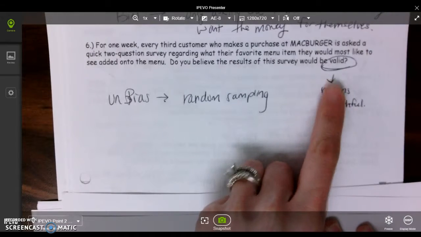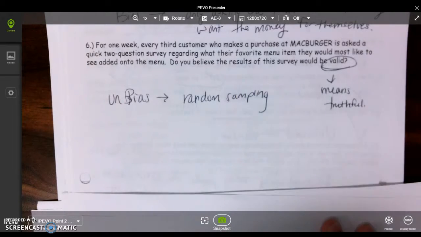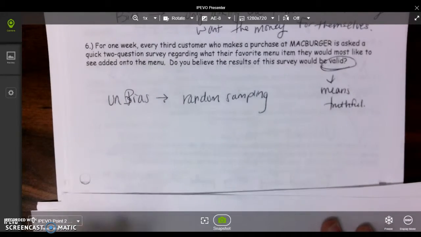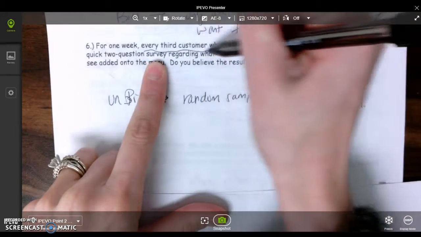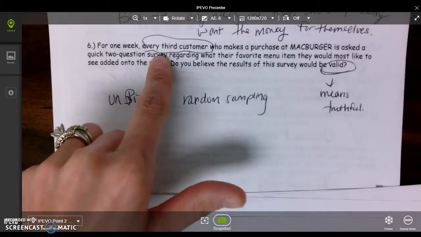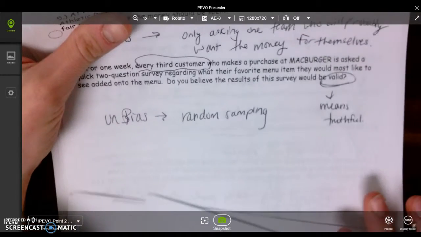That word valid means truthful. Okay, so it's asking, is this survey going to produce truthful data? And the answer would be yes, probably, because it's unbiased. This is random. And again, it's because it's every third customer. It's not seeking out a specific type of customer. It's not doing it at a specific time of day. It's just, in general, random as much as it can be.